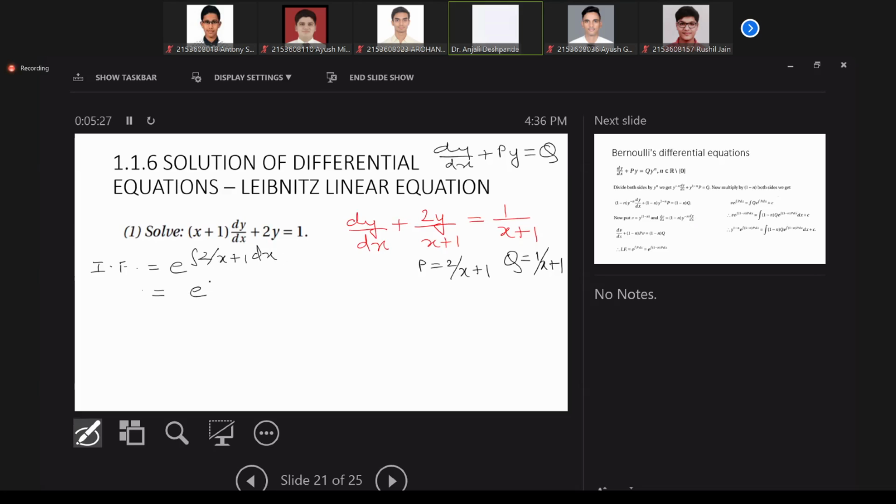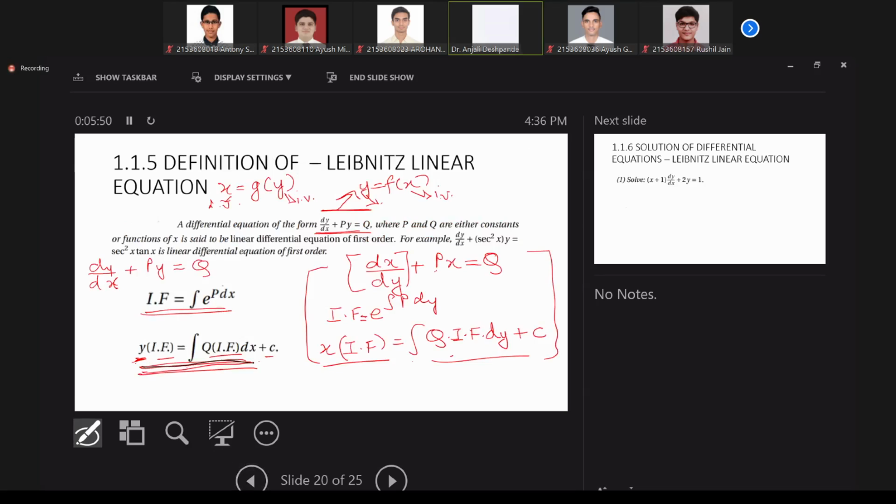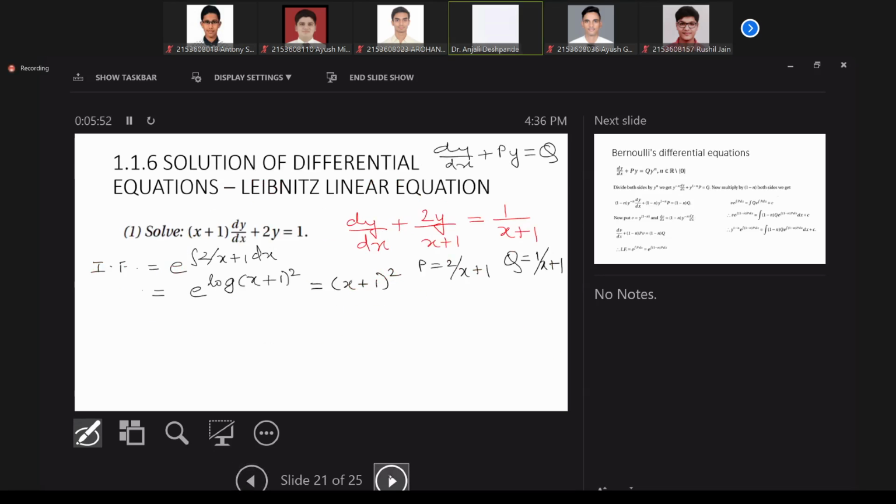E raised to how much? 2 log 1 plus x means I'm going to use log of (x plus 1) square. Now it is e raised to log, so what will this be? Only x plus 1 square. Right. So now we are again going to use this formula and we are going to report the solution.